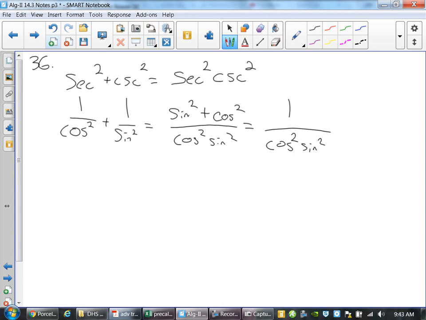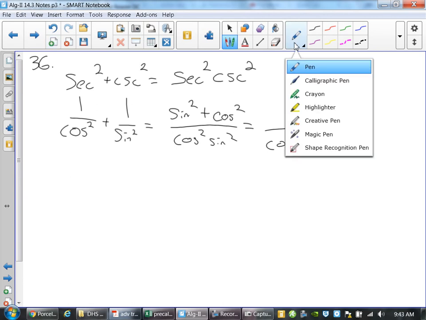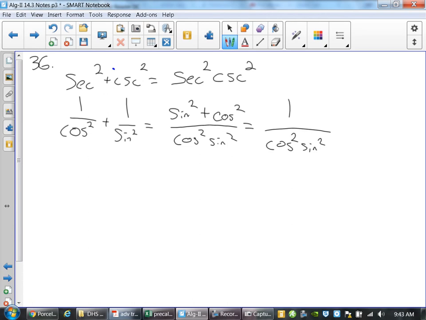Number 40. Wouldn't that already be verified? What? Like the original problem. No, because it says secant plus cosecant. Oh, okay. It's not. I didn't see it. My bad. You're right. I'm wrong. So we're good.